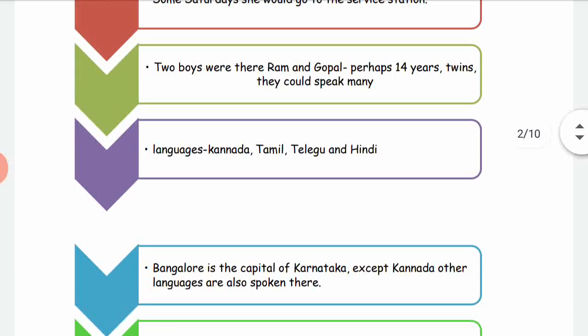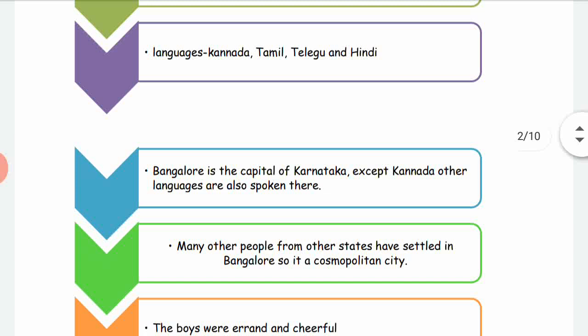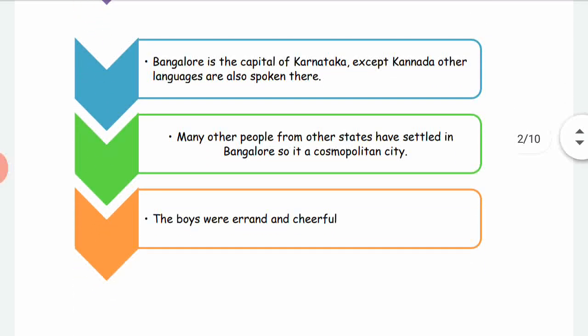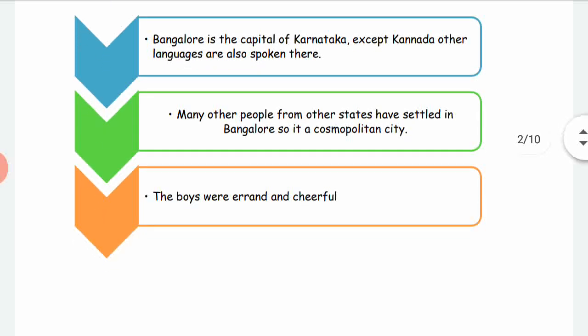And which are the languages the boys knew? The boys knew Kannada, Tamil, Telugu and Hindi. And where did the boys work? On the service station. And where is the service station? Beside the petrol pump. And on which day the author used to go there on the service station? On Saturday. Many other people from other states have settled in Bangalore, so it is a cosmopolitan city.